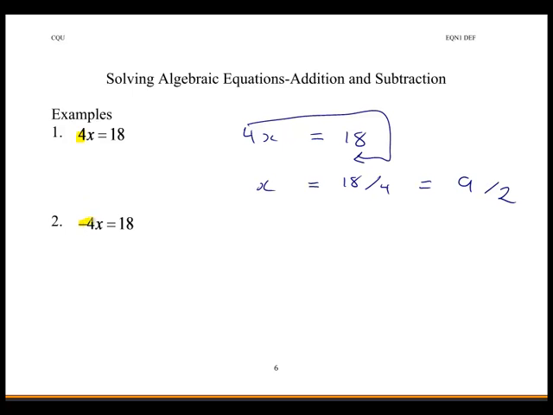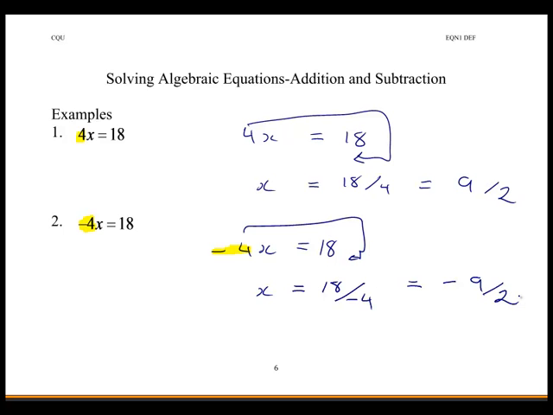Let's look at the next one here. So it's negative 4 times x. We're going to divide both sides by negative 4 this time. So negative 4 on here. Now it doesn't matter where you put the negative sign, up the top or bottom. Put it up the top, that's the convention.